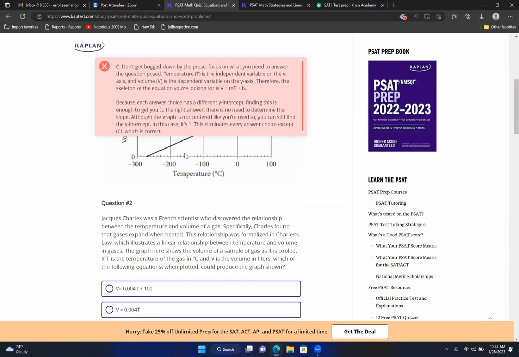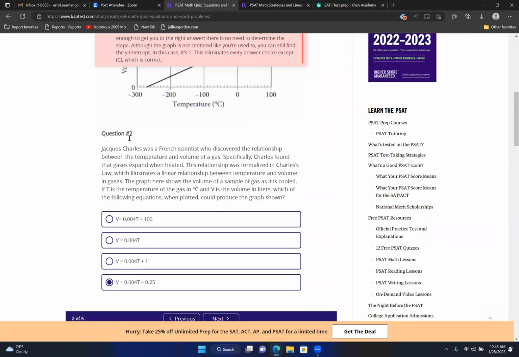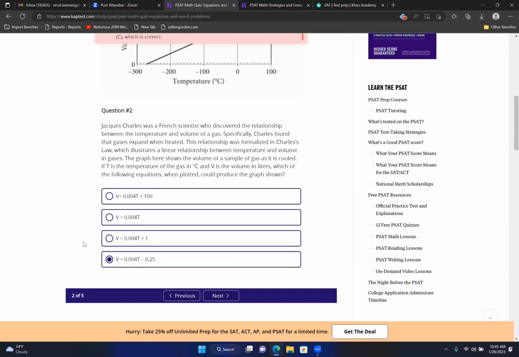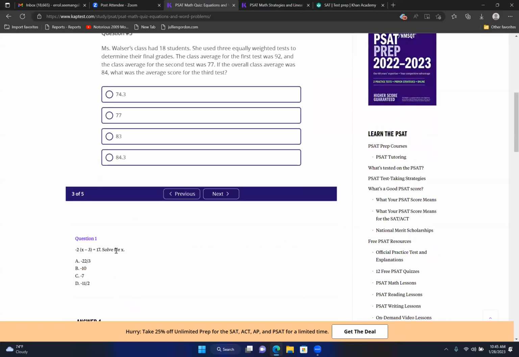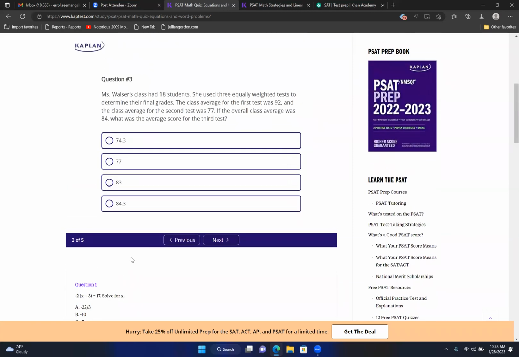Which one? This is what I'm thinking here. This is your y equals mx plus b. They're saying C. They're saying this one. Oh, I guess I can't redo it. I'm thinking, why is it? Oh, okay, they moved on. All right, what's this one?